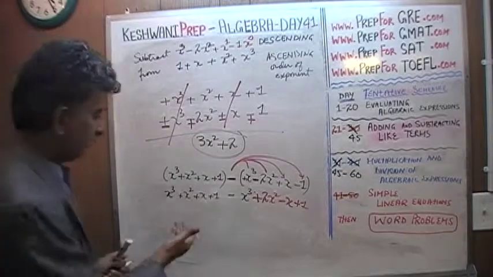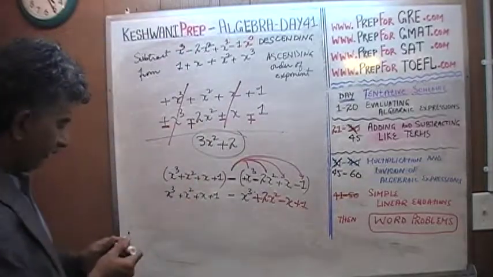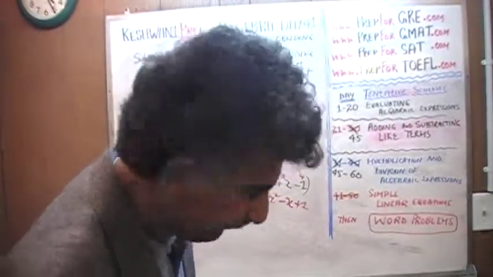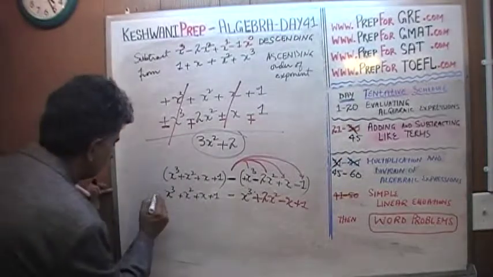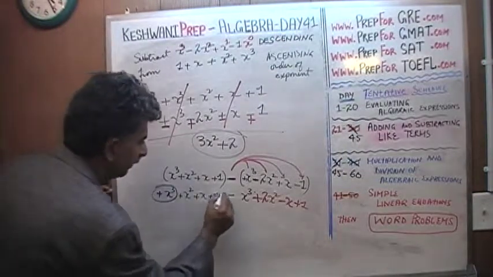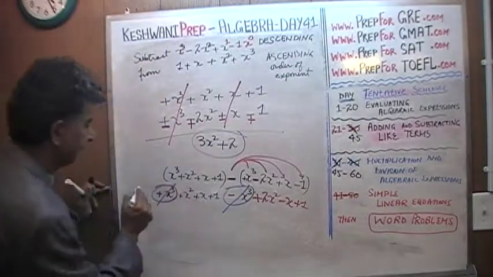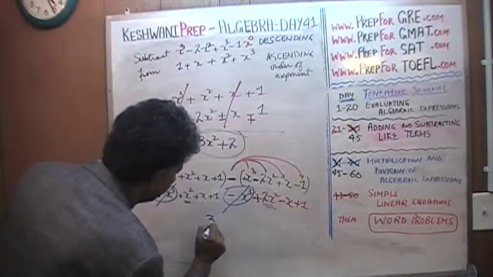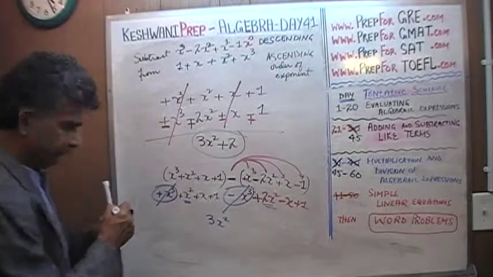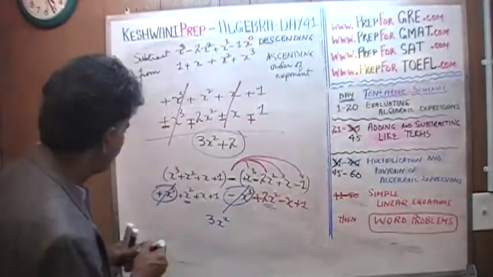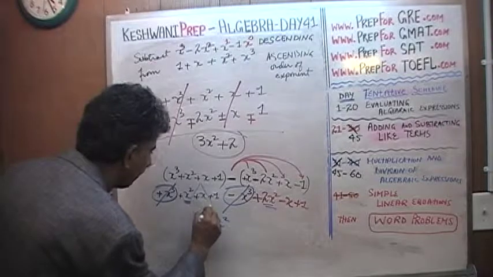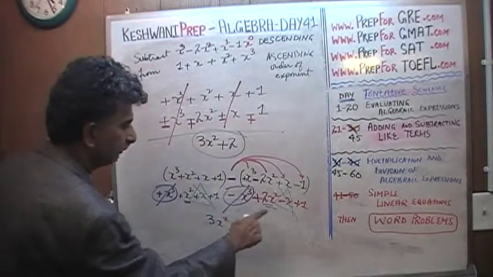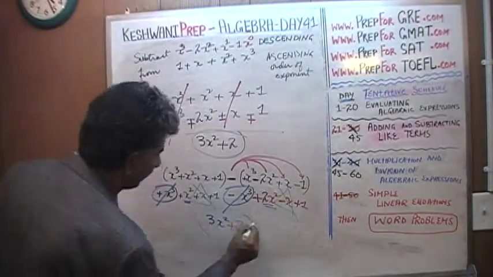And now we add them, just like we added here. Let me use a different color because there's going to be too much red otherwise. What we notice here is that we have a positive x cube and a negative x cube. They cancel out. And then we have 1x squared and 2x squared, so we get our 3x squared. Then we have a positive x and a negative x. They're going to cancel out. And then we have 1 plus 1, we get our 2. There you go, voila. Same as before.